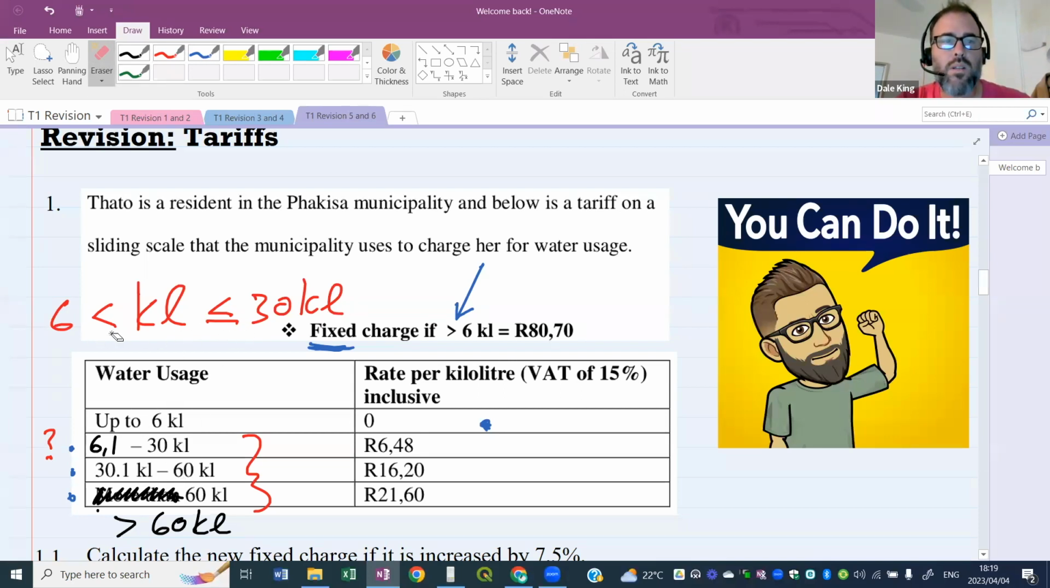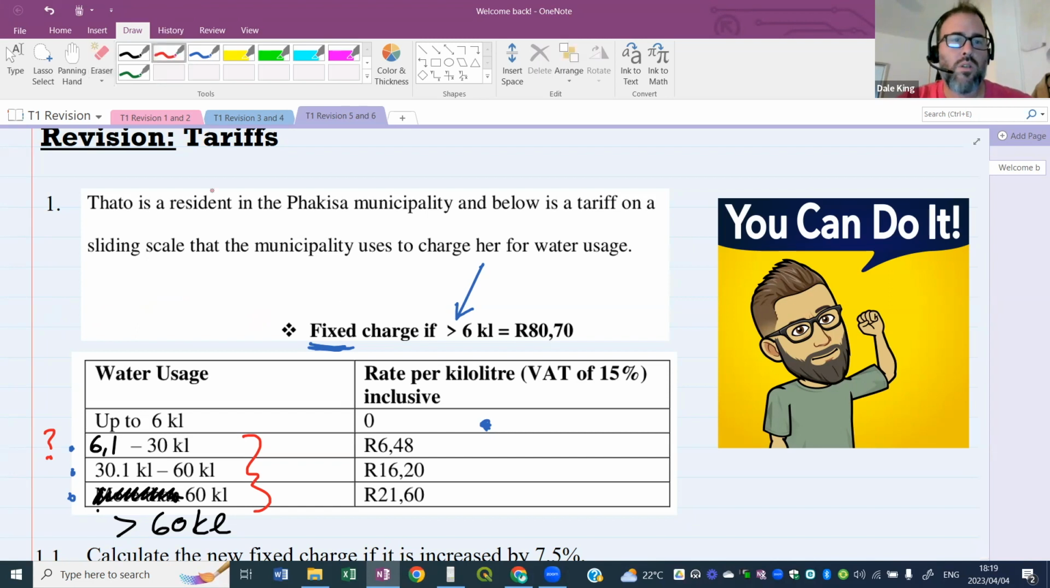So sometimes they use inequalities like less than, equal to, greater than, stuff like that. But these tariff tables where they use decimals are just another way to show it. We're trying to show a bracket of water usage, a certain part. Okay, let's get into the question and it'll make more sense as we go through this.